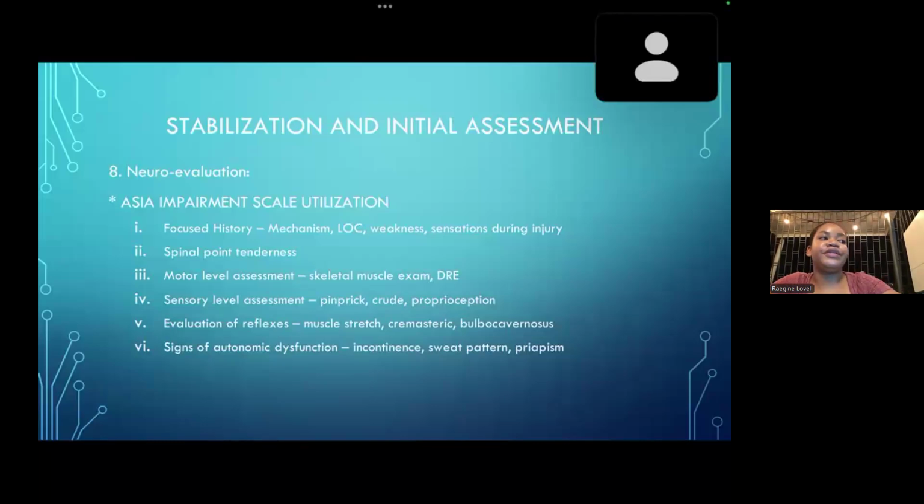Okay, so in the neuro evaluation, we've gotten the focused history, examined for spinal point tenderness, did motor level and sensory level assessments. We also need to evaluate reflexes. So not just muscle stretch reflexes, but also the abdominal cutaneous reflex, cremasteric reflex, as well as the sacral reflexes. So that would include the bulbocavernosus and anal cutaneous reflex. And we should also examine for signs of autonomic dysfunction, so incontinence, sweat pattern, and examine for priapism.